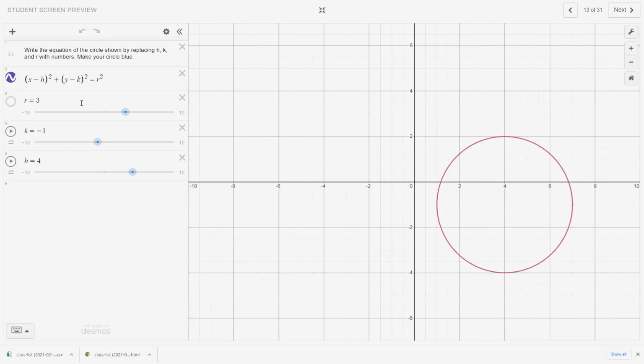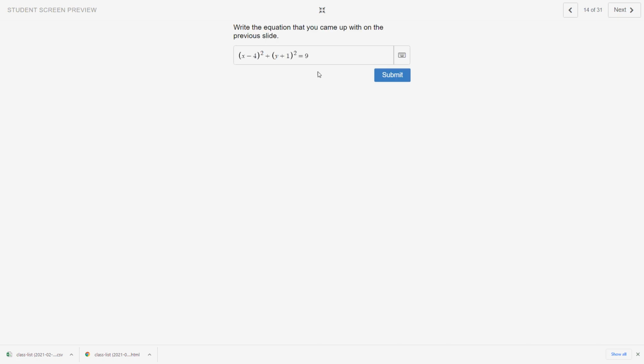So we want to write an equation that matches up. I've already done this because you get a circle that's kind of over here to the side, and you have to figure out the center and match it up with the red one. So your radius should be 3, your k is negative 1, and your h is 4. If I were to write that as an equation, there it is, x minus 4 quantity squared plus y plus 1 quantity squared equals 9.